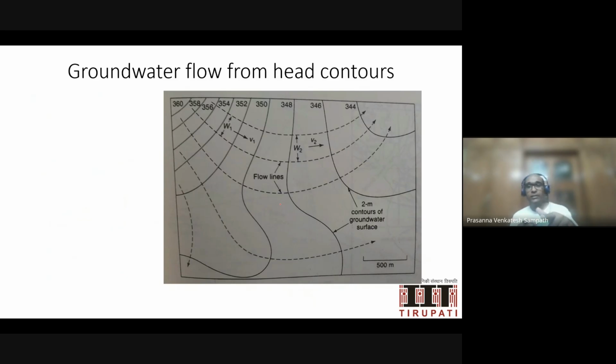Unfortunately, up to now we were using dashed lines to refer to equipotential lines and solid lines to refer to flow lines. In this particular figure, they've done the opposite. So the solid lines are the equipotential lines, and the dashed lines are the flow lines. There's nothing complicated about it. We just swapped the system.